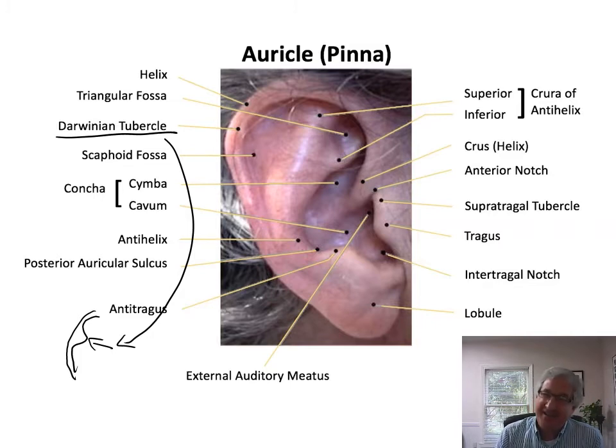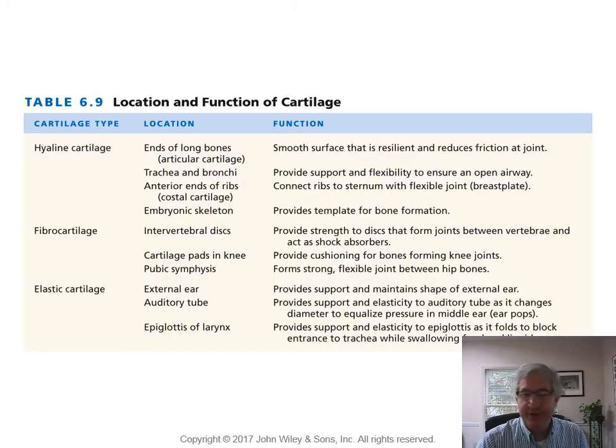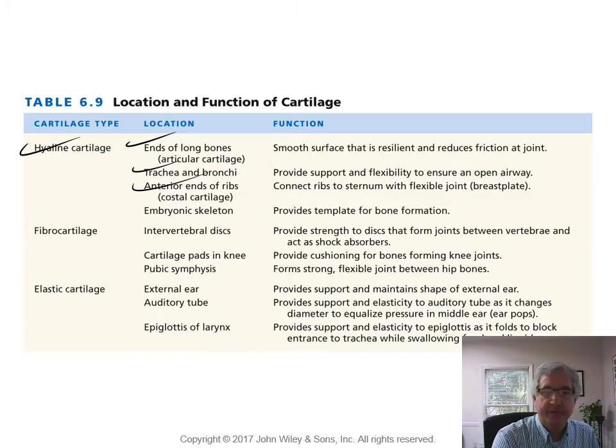Okay, next slide. So where is cartilage? Well, you have hyaline cartilage. You find it on the ends of long bones. You find it in the trachea and the bronchi, and the ends of the ribs. It's called the costal cartilage. So if you press right here, here's the sternum, and then you go to the side, you feel the rib right there. That's actually cartilage right there. It doesn't turn into bone until a little bit farther out. It's also the embryonic skeleton. You find hyaline cartilage before it ossifies, when it turns into bone.